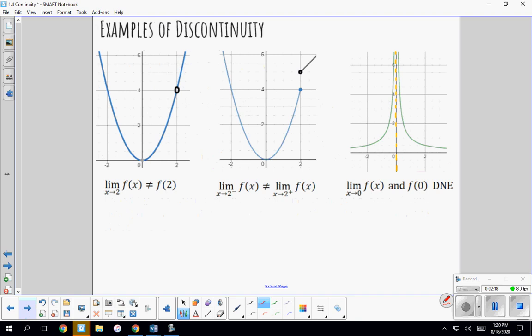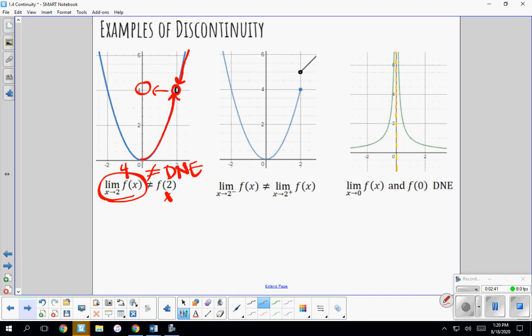So here are some examples. This guy right here, my limit exists because as I come in from the left and from the right, they both approach a y value of 4. However, right when x equals 2, that function is not defined. So 4 cannot equal a value that does not exist. So that's why this is not continuous.